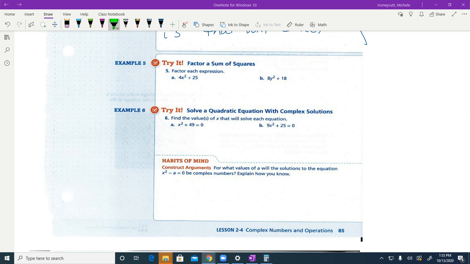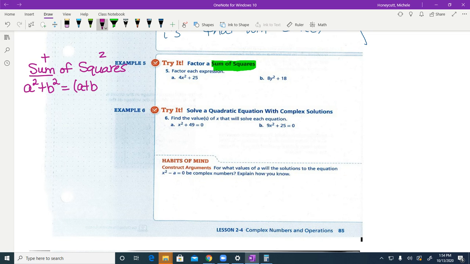Finally, there's something called the sum of squares. Now, you guys learned about the difference of squares a couple lessons ago, but did you know that there's something called a sum of squares? I bet you didn't. So the sum of squares is another way to factor something with two terms, but it only applies when you have a sum, which means plus, and squares, which means perfect squares.